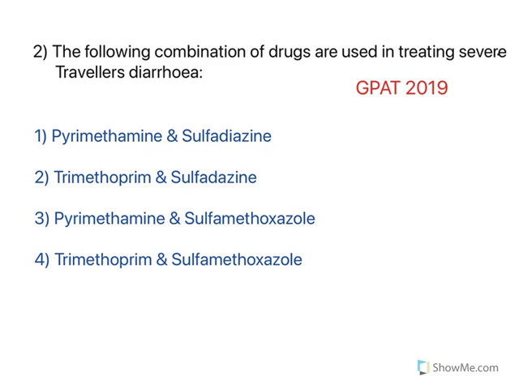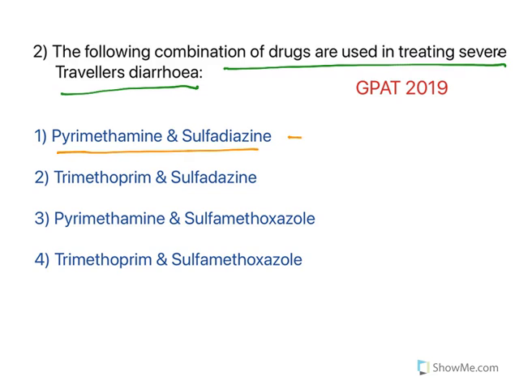Now see, which of the following combination of drugs are used in treating severe traveler's diarrhea? I'll tell you what is the relationship with kinetics, but first observe the options. Pyrimethamine sulfadiazine is used to treat malaria. It is an anti-malarial drug. Trimethoprim sulfadiazine. See, again, sulfadiazine is used to treat burns. Trimethoprim, this combination will not work. It is not a proper combination.